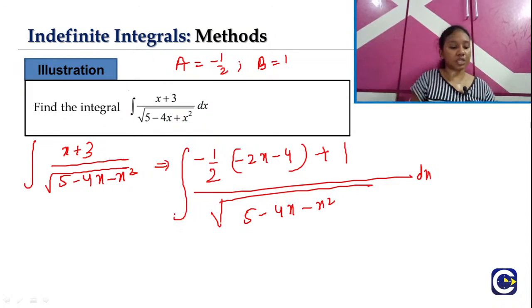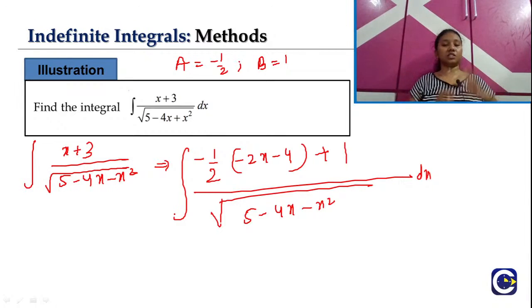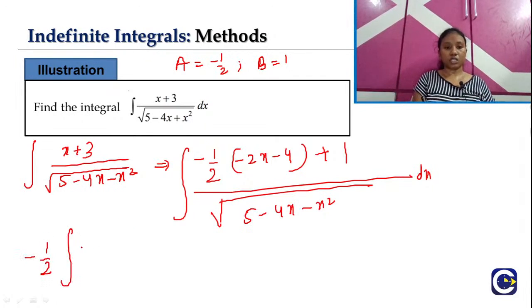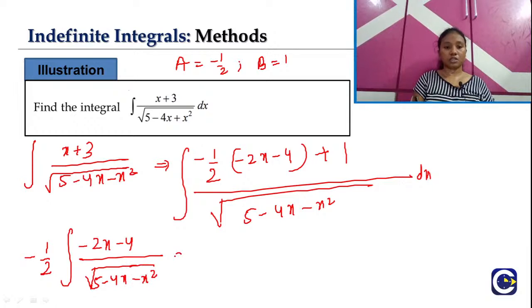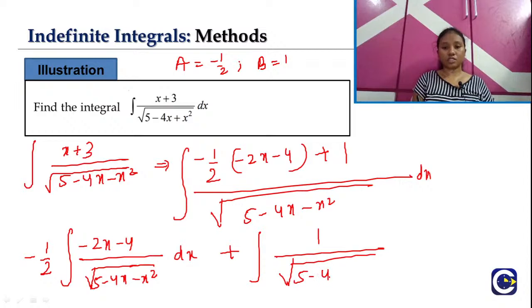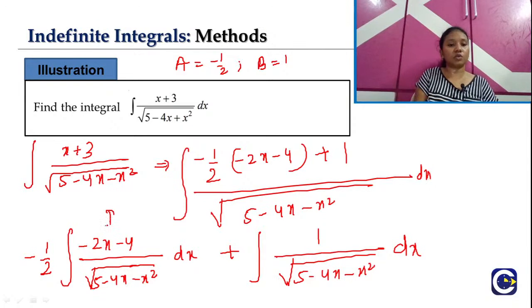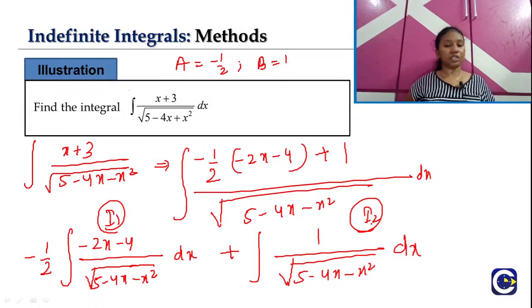After substituting ax in place of px plus q, this will be our integral. Now we can further simplify it. So it will be minus 1 by 2 integration of minus 2x minus 4 by root over 5 minus 4x minus x square dx, plus integration of 1 by root over 5 minus 4x minus x square dx. So these are the two terms we have. You can assume one as I1 and the other as I2, and you can easily find the integral for this.